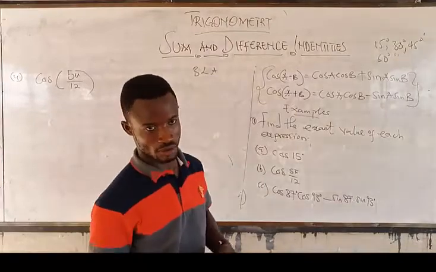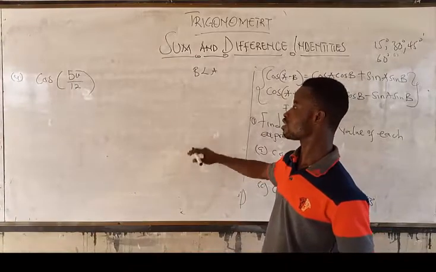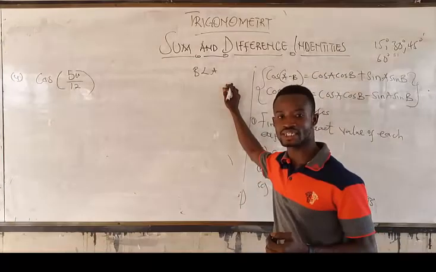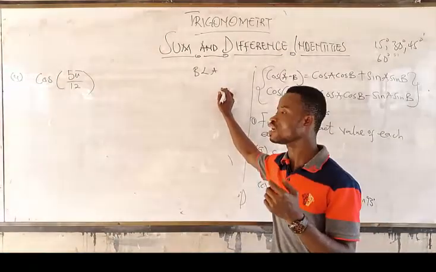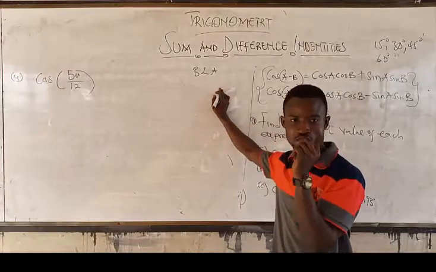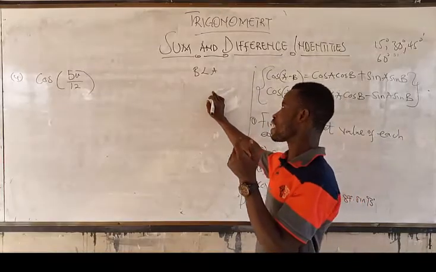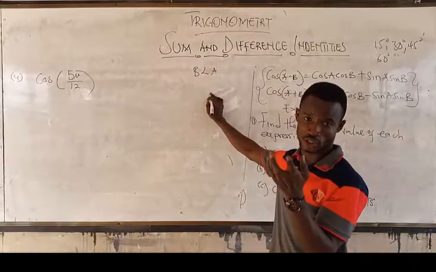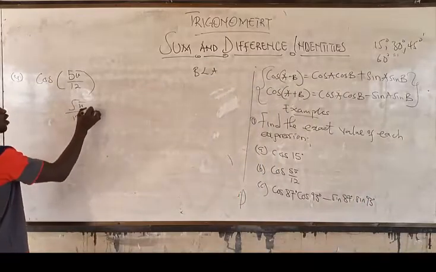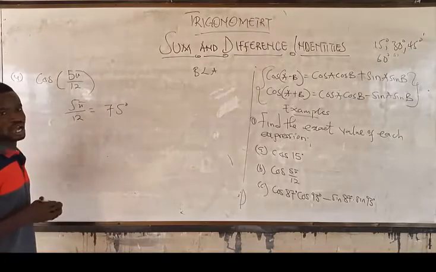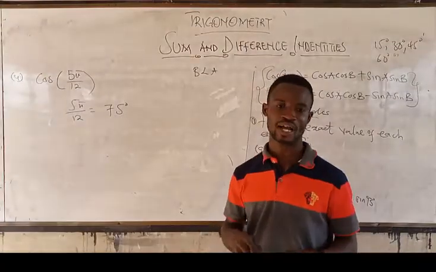Five pi over 12. Now, most of the time we don't like working in radians, but this is given to us in radians, so we have to work in radians. But you can convert it to degrees so that finding the two angles to subtract will be easy for you. 5 pi over 12 is the same as 75 degrees, and you know how to do that: by multiplying it by 180 over pi, and you get 75 degrees.